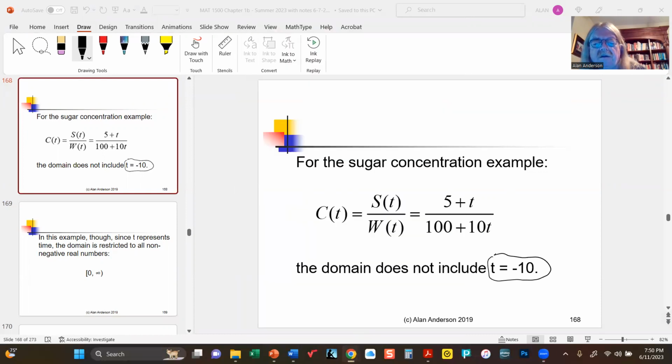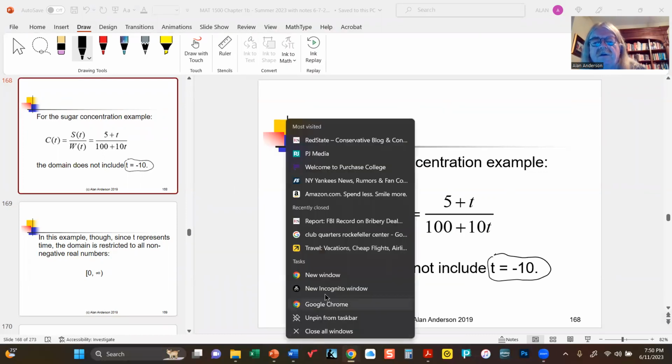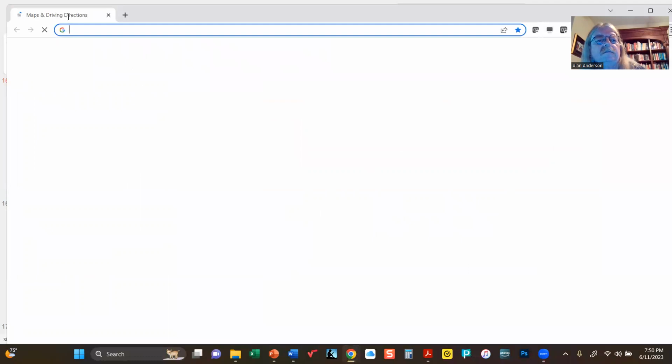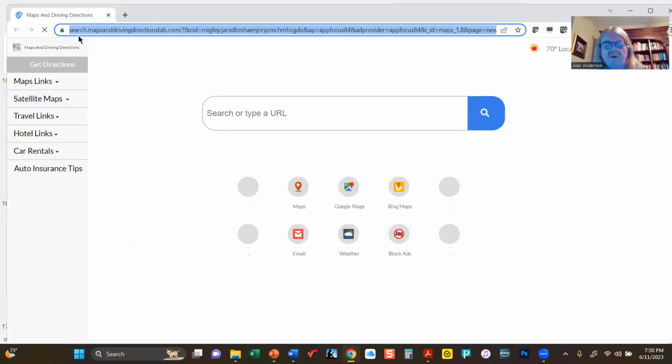Okay, I don't know what's going on. I've got too much stuff open as usual. Let me just open up Symbolab again.